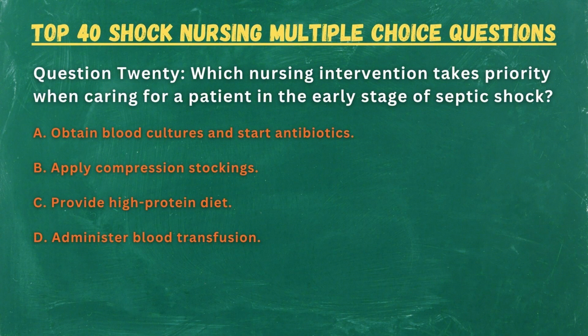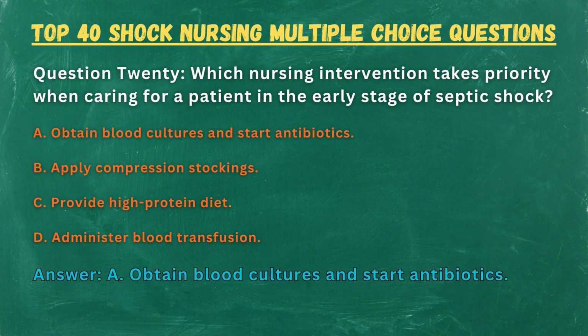Question 20. Which nursing intervention takes priority when caring for a patient in the early stage of septic shock? A. Obtain blood cultures and start antibiotics. B. Apply compression stockings. C. Provide high-protein diet. D. Administer blood transfusion.